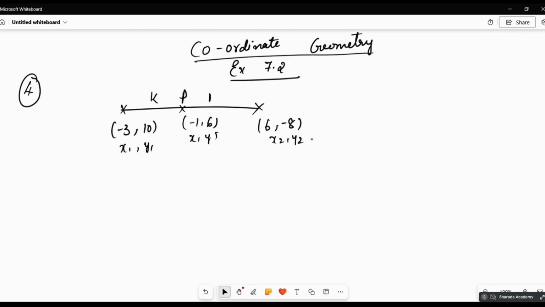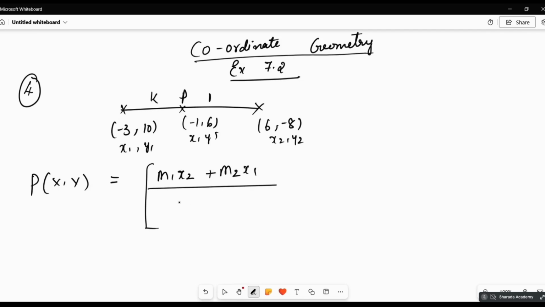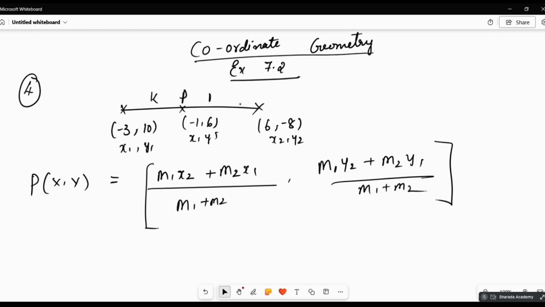Now, what is the formula? We have the section formula. P of X comma Y is equal to M1 into X2 plus M2 into X1 divided by M1 plus M2, then M1 into Y2 plus M2 into Y1 divided by M1 plus M2. I have considered M1 as K, M2 as 1. Then M1 is K, K into X2 plus M2 is 1, so plus X1 by K plus 1.